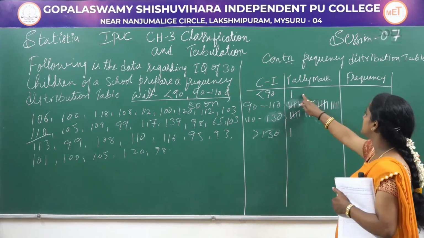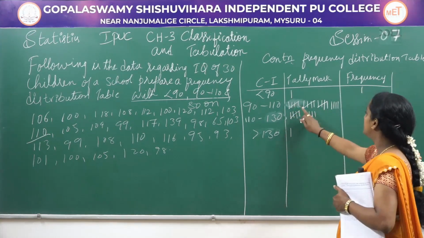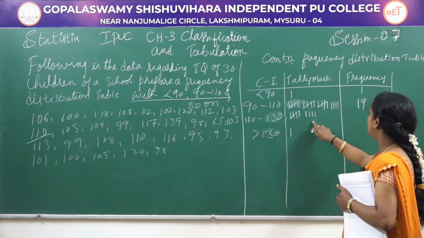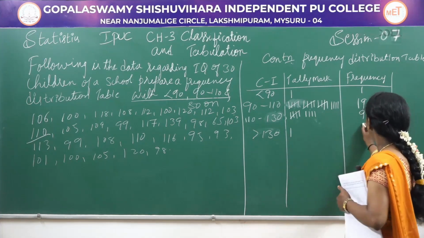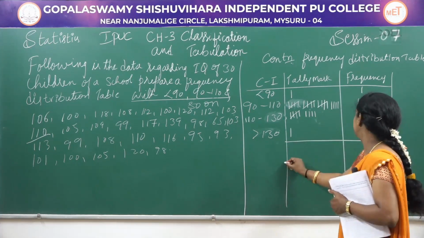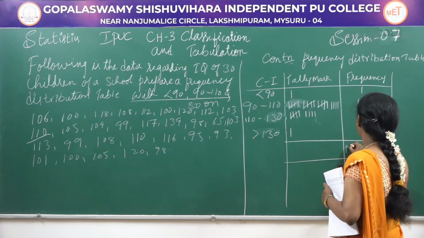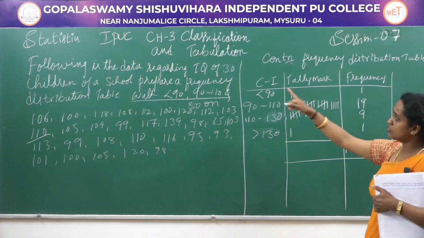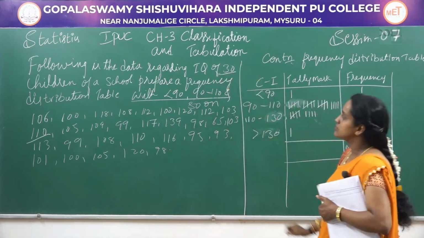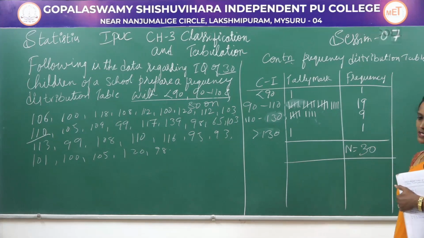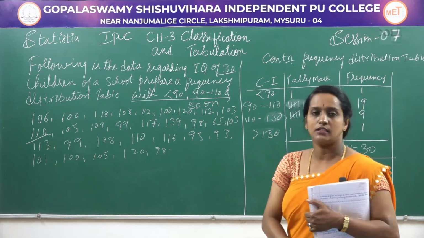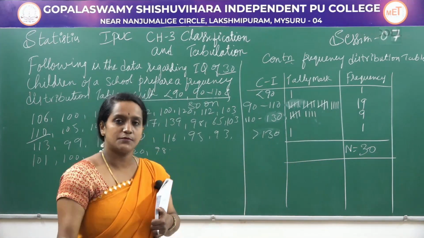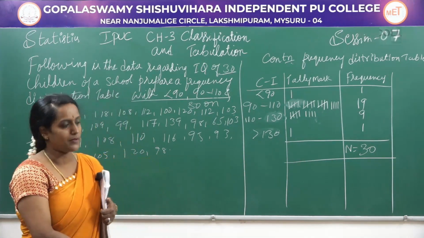Now we have to write the frequencies. It is 1, 5, 10, 15, 19, 5, 9, 9. So n is equal to 30. We have 30 children, so the frequency table is also showing the number 30. So this is how we will frame the continuous frequency distribution for class intervals.